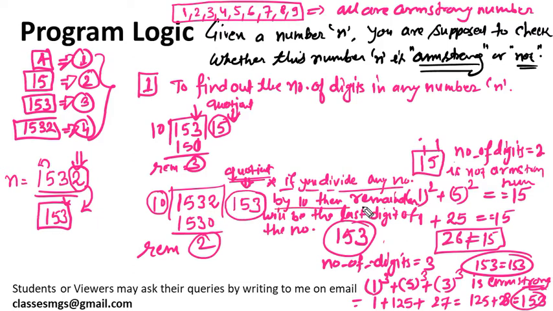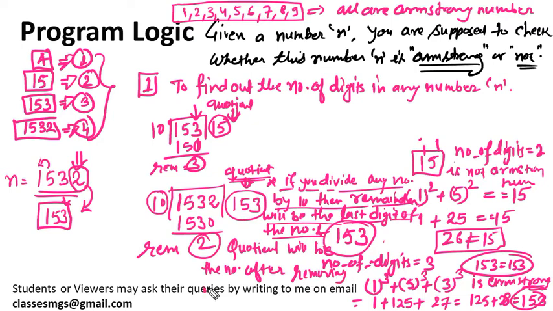If you divide any number by 10, the remainder will be the last digit of the number, and the quotient will be the number after removing the last digit. You should remember this logic, you should remember this formula. If you divide any number by 10, the remainder will be the last digit of the number, and the quotient will be the number after removing the last digit, or deleting, you can say. Okay, deleting or removing, same thing.